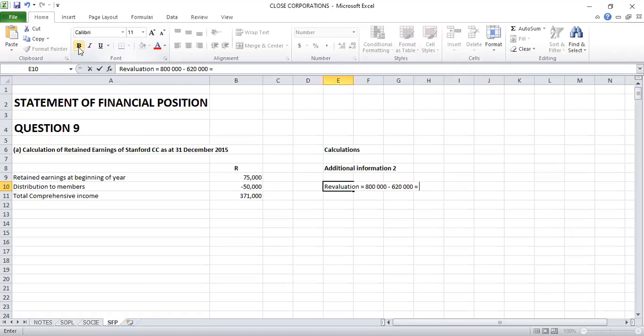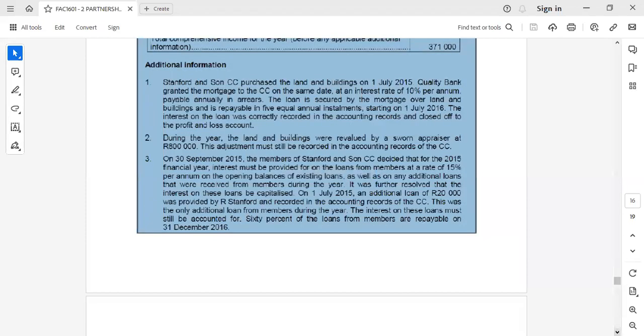$620,000, which is equal to $180,000. So this will be the revaluation surplus. And our land will now be recorded at $800,000, whilst under the equity, we also have a revaluation surplus of $180,000. Right. Any questions there? It doesn't affect the retained earnings.